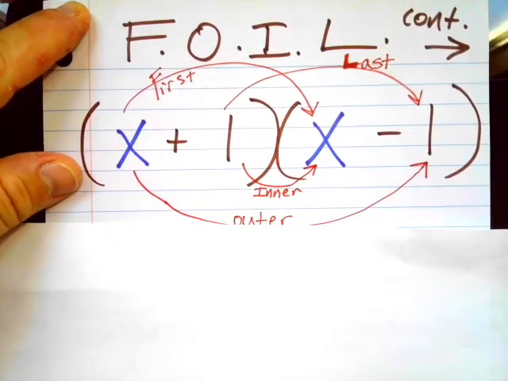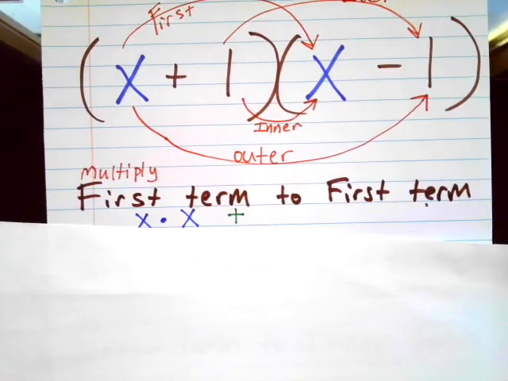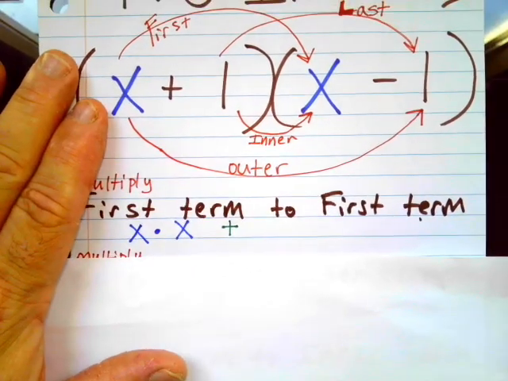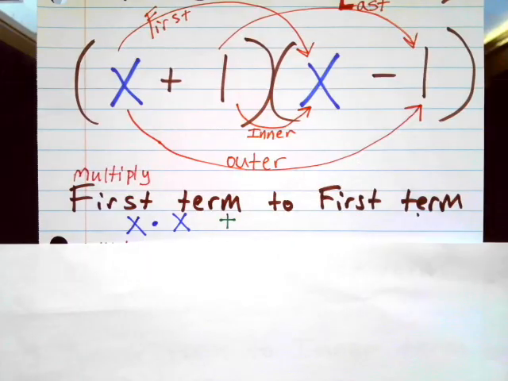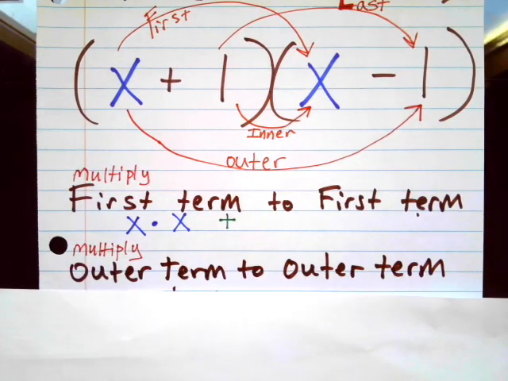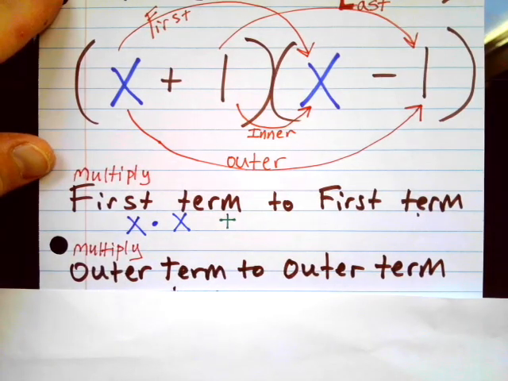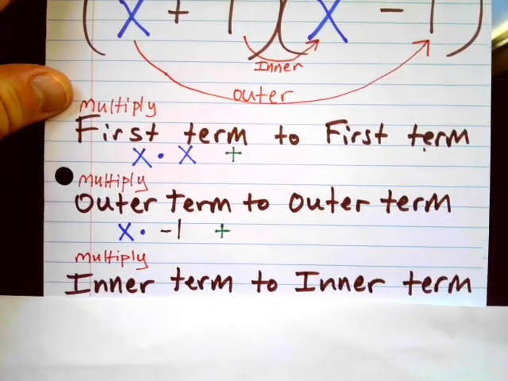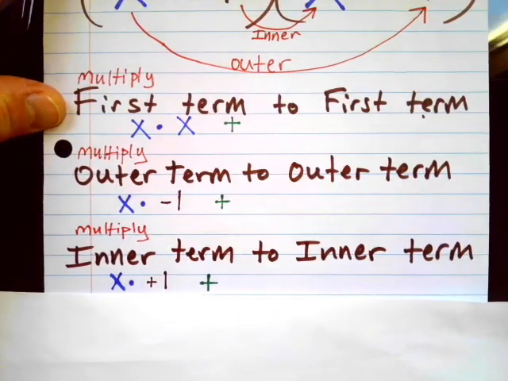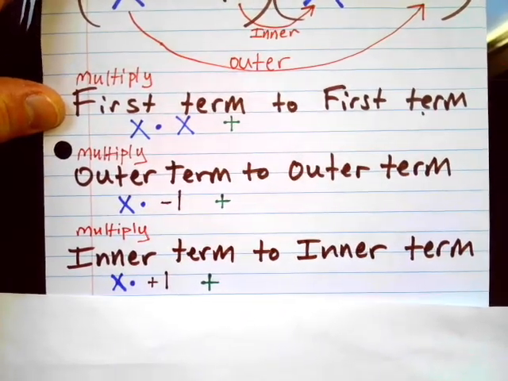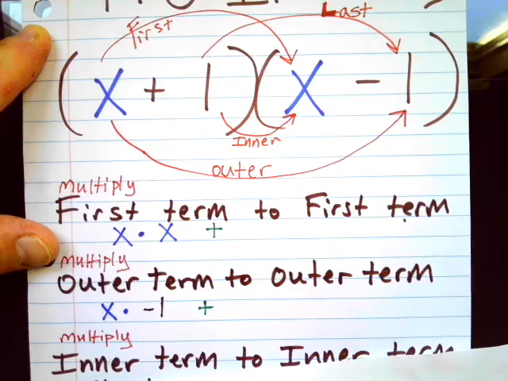Let's FOIL these two terms. Again, first you're going to multiply first term to first term, right? And that's x times x. Then you're going to multiply the outer terms. That's x times that negative 1. Then you want to multiply the inner term to inner term, right? Let's take a look at that again. The inner term to the inner term, x times a positive 1. And we have x times a positive 1 right here.